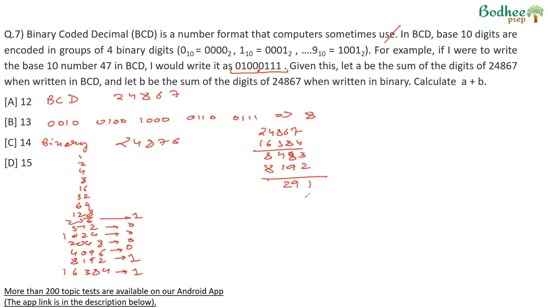Then 256 becomes 1, minus 256. This will be left with 35. This becomes 0, becomes 0. 32 becomes 1. 32 will be left with 3. So for that, this becomes 0, this becomes 0, this becomes 0. 2 becomes 1 and 1 becomes 1. 1, 2, 4, 8, 16, 32, 64, 128, 256, 512. And therefore the binary form of this will be 1, 1, 0, 0, 0, 0.